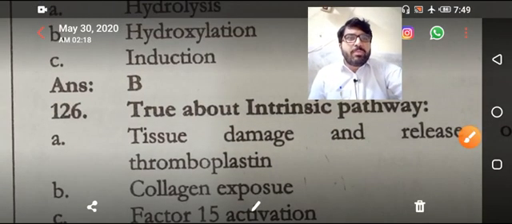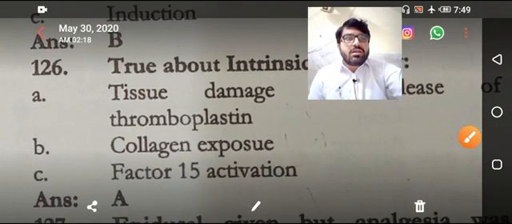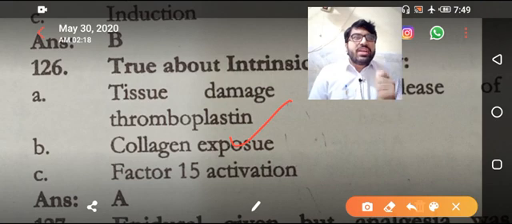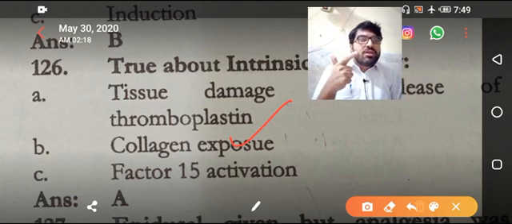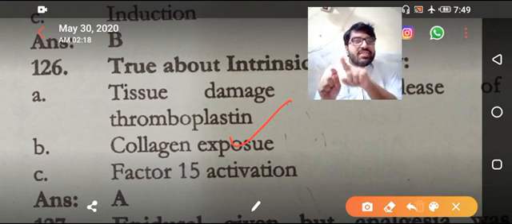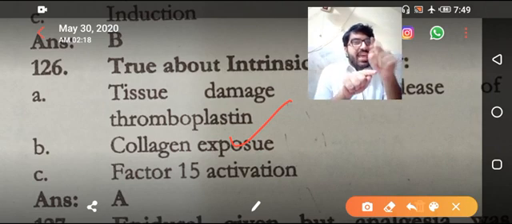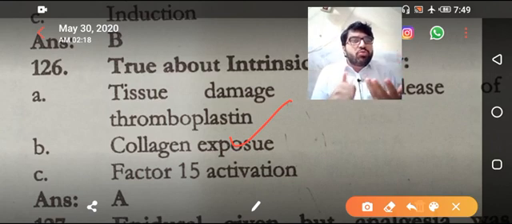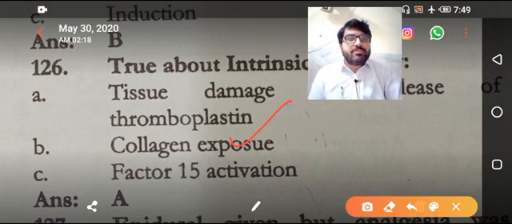Coming next, true about the intrinsic pathway. Now the answer over here is collagen exposure or factor 12 activation. If collagen exposure is missing, then the next option you have to choose is factor 12 activation. They are talking about the intrinsic pathway. In the extrinsic pathway, option A is right, the tissue damage and release of tissue factor. That is for the extrinsic pathway. But the intrinsic pathway, that is collagen exposure. When the blood comes in contact with collagen, factor 12 is activated.